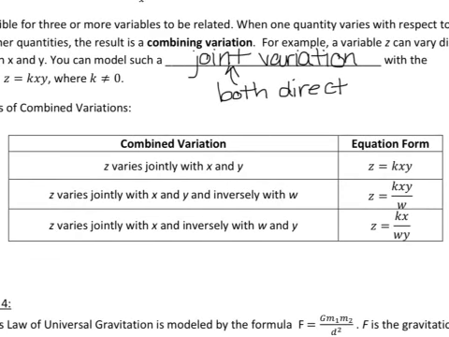If I say jointly, does that mean direct or inverse? Direct. So this one means direct. This one means direct. All right, so these are just examples. So jointly with x and y means x and y is on top. Jointly with x and y, so they're on top again. Inversely with w, it's on bottom. Direct with x, so direct is on top, or x is on top. And inversely with w and y, they're on bottom.